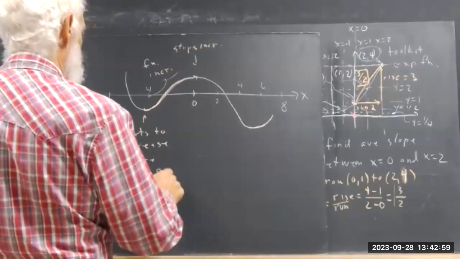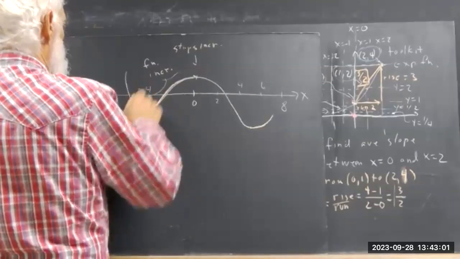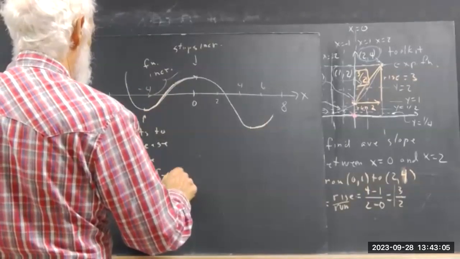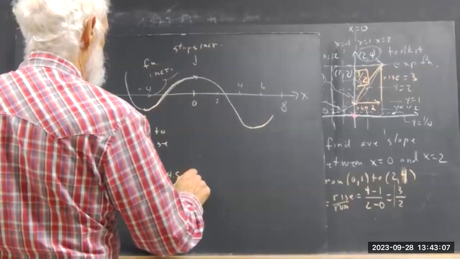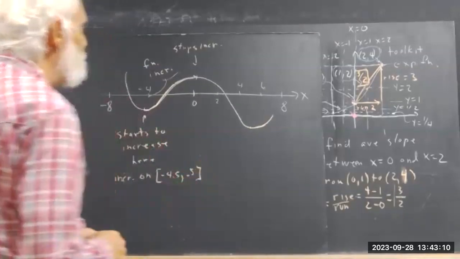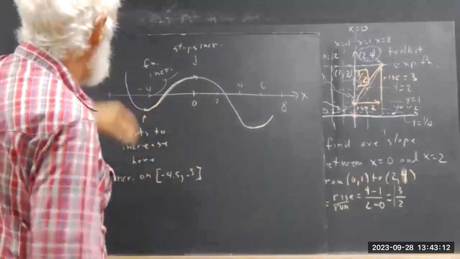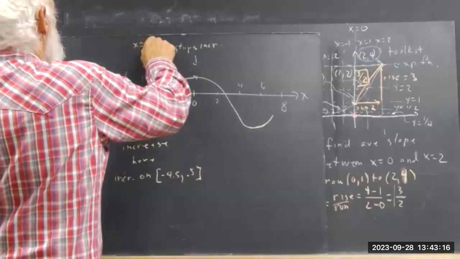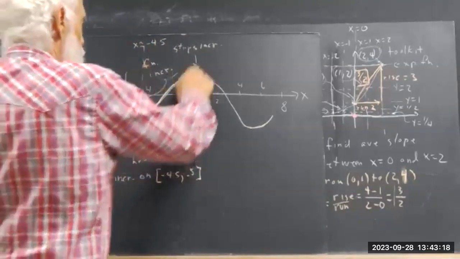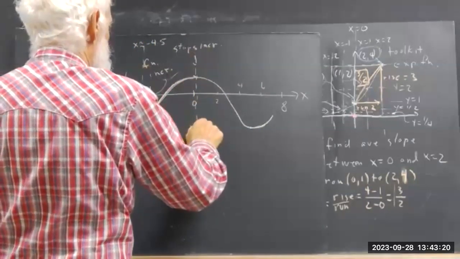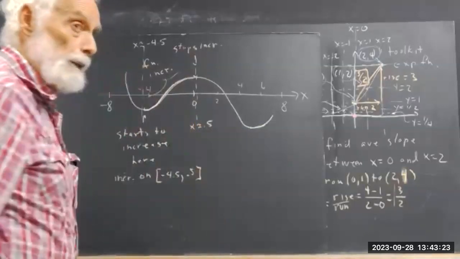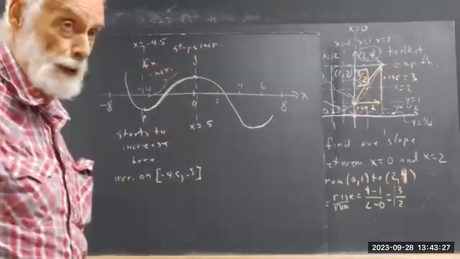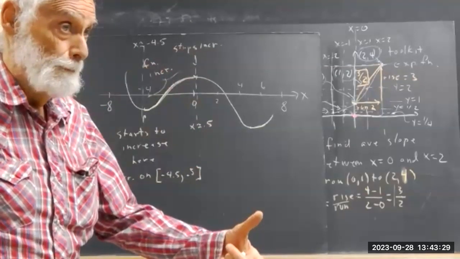So it looks like it's increasing. And of course, this is negative 4, not 4. Increasing on about negative 4.5 to 0.5. I am saying that x is about negative 4.5 here. X is about 0.5 here. You might have a different answer. I think it's a little less than 25 on the scale, but you understand what I'm saying?